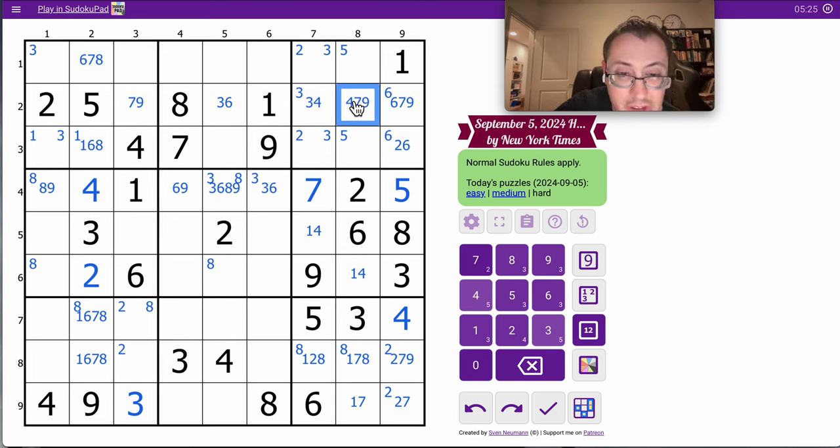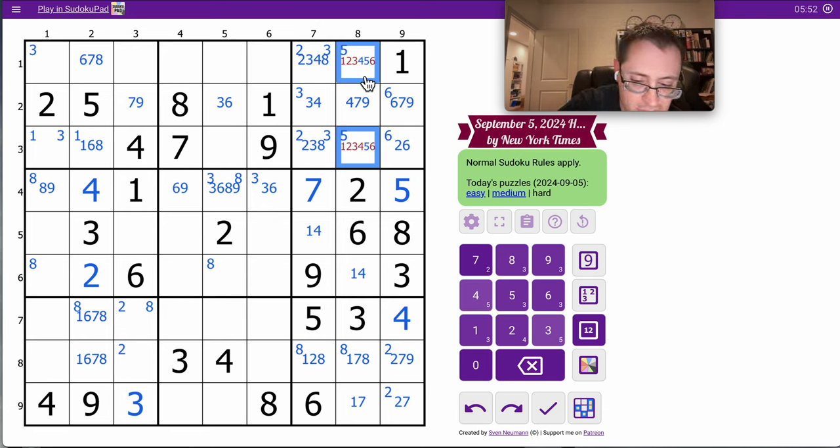6, 7, 9, so this is down to 3, 4. This can't be 3 or 6. It's down to 4, 7, or 9. That was not helpful at all. Okay, these two cells can't be 5, 6, 7, 9. And then I run some cleanup. Those two can't be 1, 2, 3, 6.